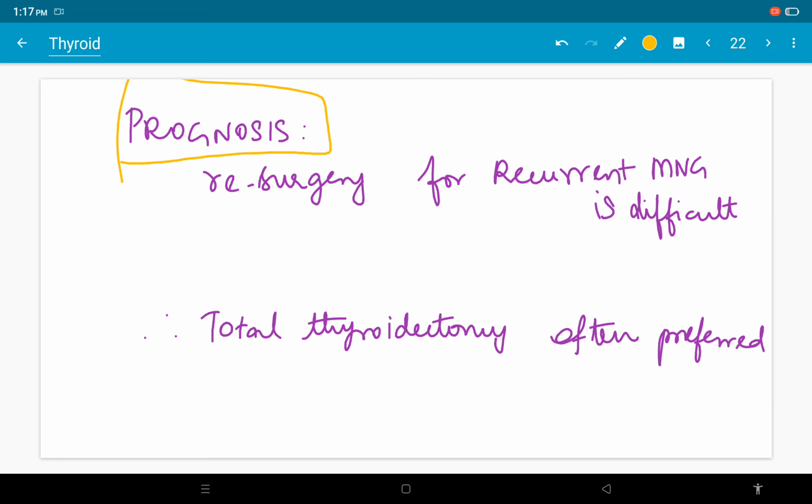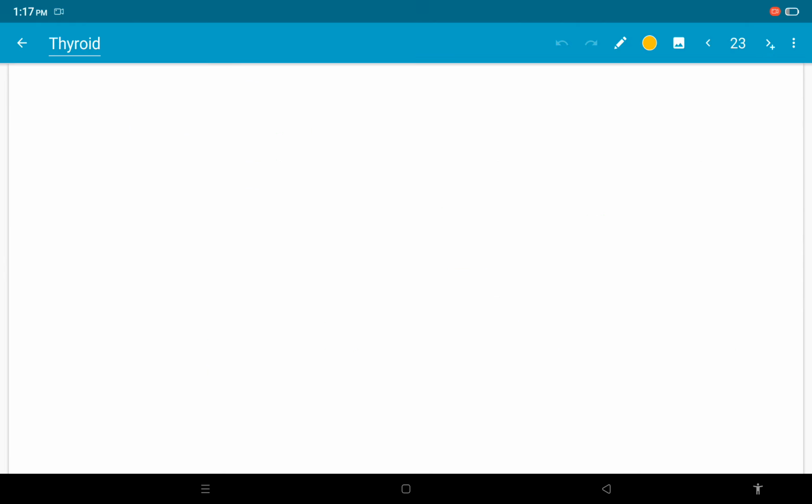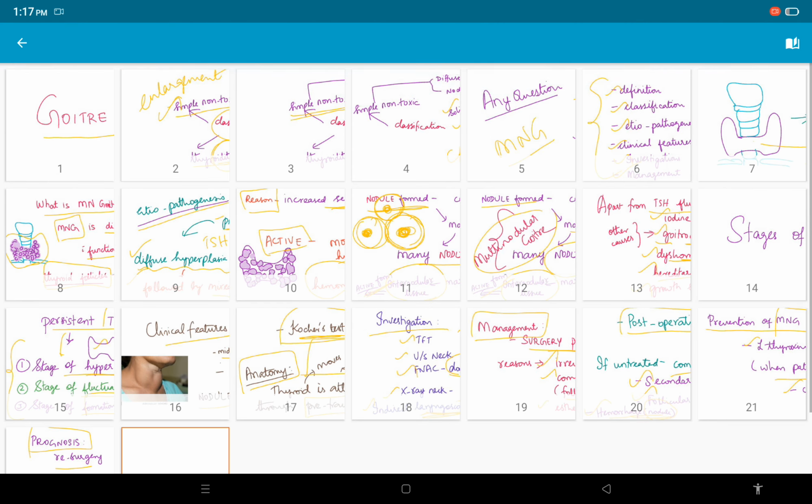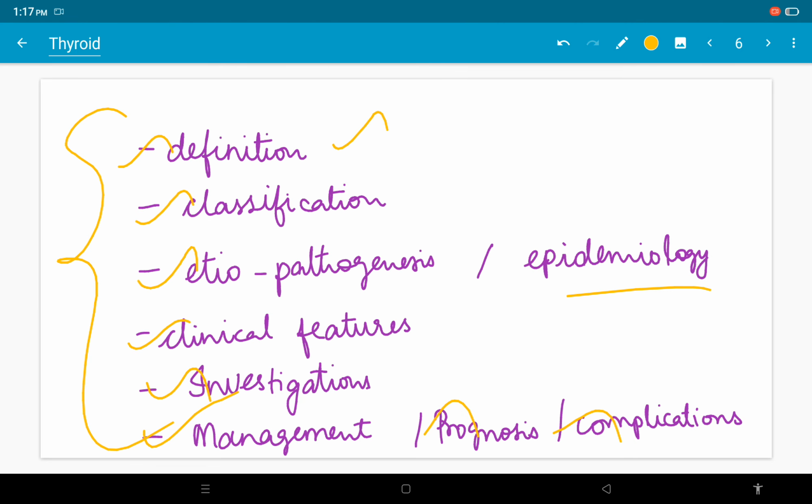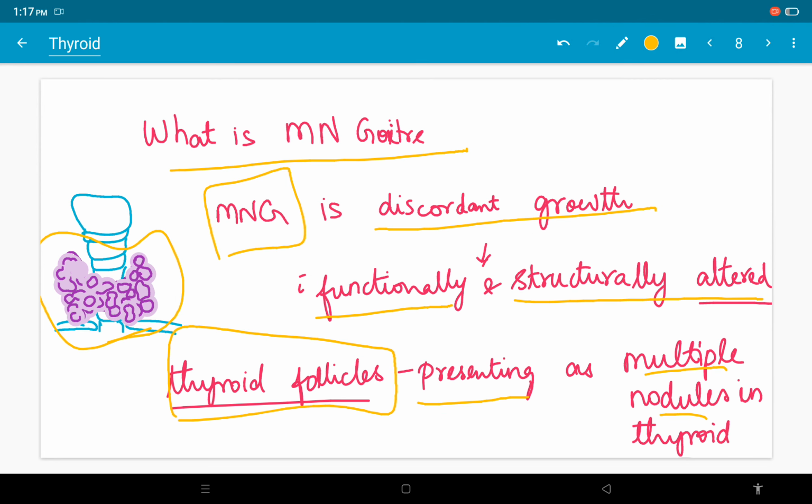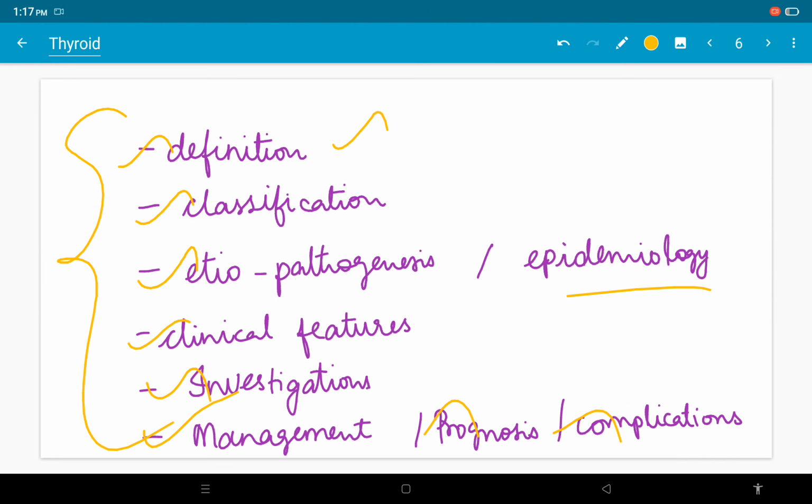Prognosis after surgery: re-surgery is really hard. So total thyroidectomy is often preferred in such cases. So this is all about the thyroid gland, the multinodular goiter. We saw the definition of multinodular goiter, how functionally and structurally altered thyroid follicles are present. Then you saw the classification of goiter, the etiopathogenesis, and how it happens, like how the fluctuation of TSH and persistent TSH stimulation lead to hyperplasia followed by multiple nodule formation, the active and inactive parts.